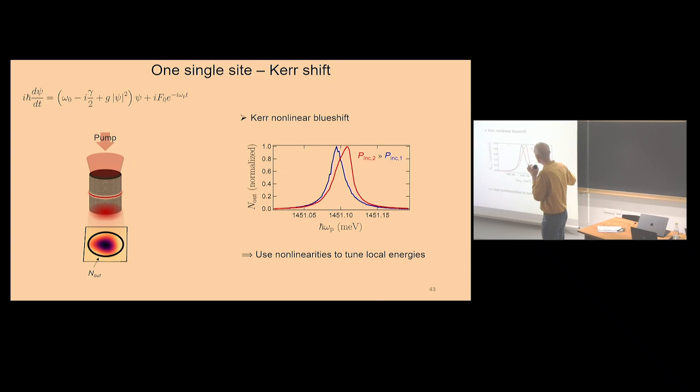And when we increase the power, due to this nonlinear term here, what we see is that this Lorentzian gets distorted and actually shifted to the blue, to slightly higher energies. And this is because typically the interactions between polaritons are repulsive. So we have this Kerr energy shift as we increase the power, which shows that we can use the nonlinearities to be able to tune locally the energies in a lattice.